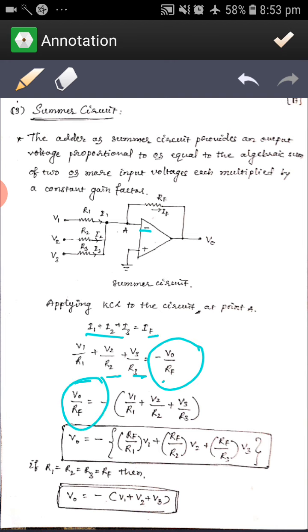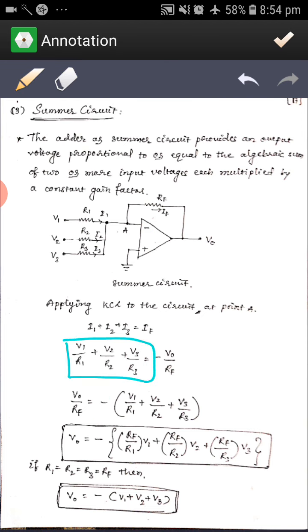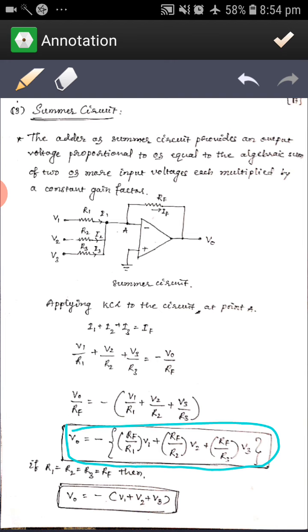If you rearrange that, V0 by RF is equal to minus of this term. Whatever RF is there, we take to the right hand side, so it becomes RF by R1 into V1, RF by R2 into V2, plus RF by R3 into V3. This is the summation. If you want to add the different voltages, then the output will be minus of RF by R1 into V1, plus RF by R2 into V2, plus RF by R3 into V3.